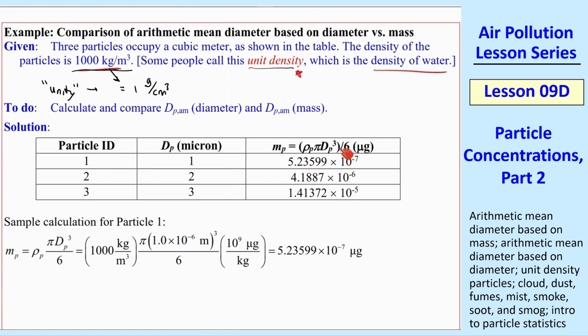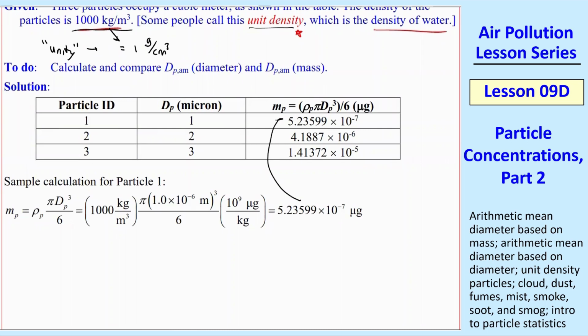So I had to calculate the mass of each one of these particles separately. All I did was use MP as rho p pi dp cubed over 6. You can imagine a 1 or 2 micron particle has a really small mass, and these are in micrograms and they're still 10 to the minus 7. I give a sample calculation here with unit conversions to make sure that you get that right. So this is what we're plugging in here, and then we repeat for the other 2 particles. I get these 3 masses. So these are the mass of each particle.